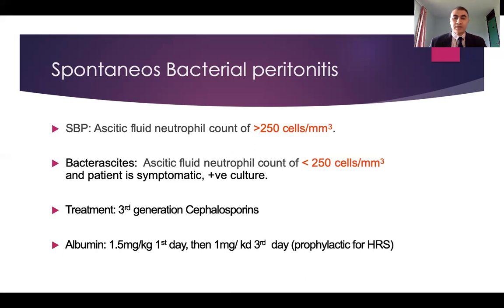However, if the ascitic count is less than 250 and the patient is symptomatic with a positive culture, then the condition is bacterial ascites. Still, you need to treat both of them with a third-generation cephalosporin and give them albumin, 1.5 grams per kg for the first day, then 1 gram per kg for the third day.